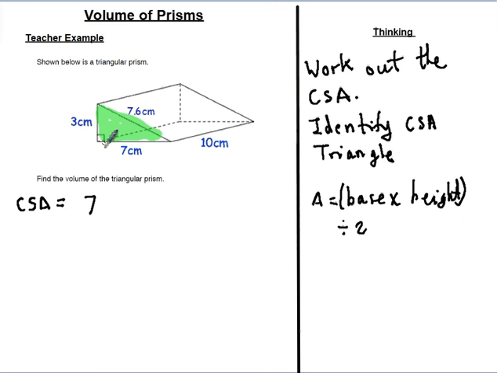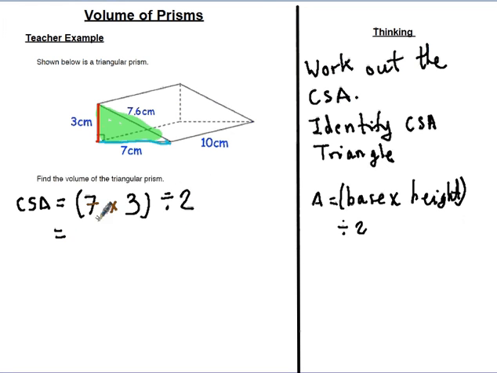So in my triangle, the base is this line here, my 7 centimeters. So immediately I'm going to put down 7 centimeters as my base. My height is this red line here, which is the 3 centimeters. I think it's really important to sometimes color in your shapes, only because there's a lot of different dimensions here. We don't really want to get confused. And then we divide that by 2. So I'm going to put that in the bracket and then divide it by 2.